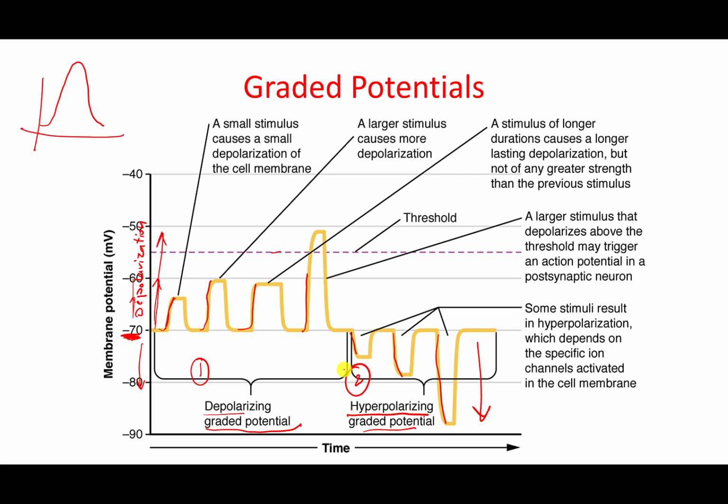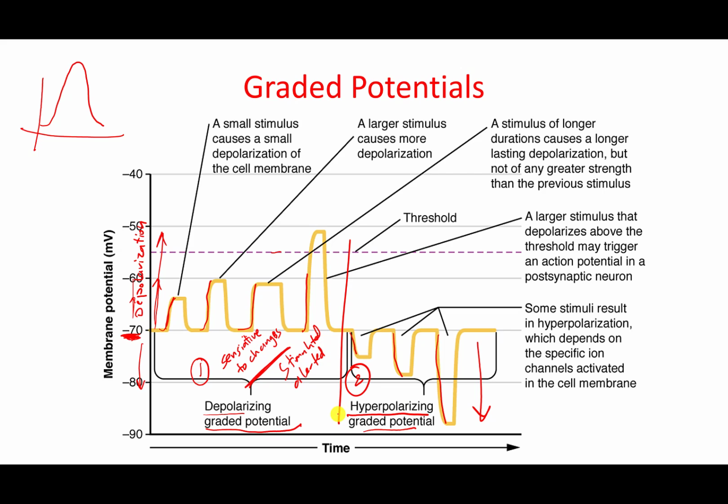Usually, with depolarizing graded potentials, the neurons will be more sensitive to changes. So here the neurons will find it much easier to have an action potential. They are stimulated or alerted. They are more susceptible to changes or to inducing an action potential.